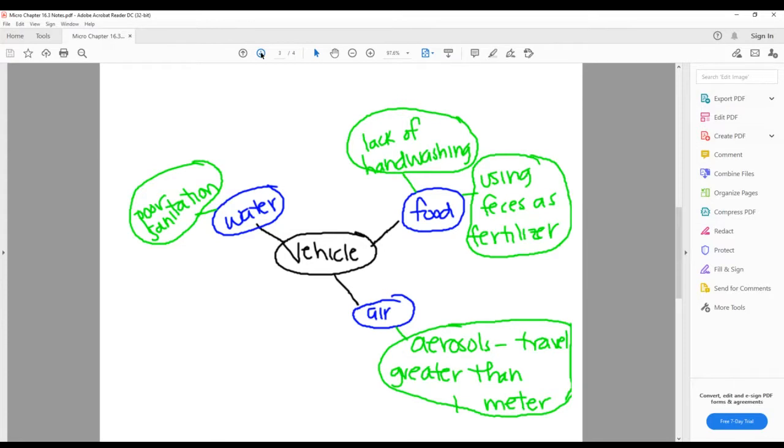And then foodborne. We can have lack of hand washing. We can have somebody who is sick, who is shedding pathogens, and they're preparing food and they're not washing their hands. Or we could have feces used as fertilizer. In some areas, human feces are used as fertilizer for food, and if that's not properly washed, then it can be contaminated.